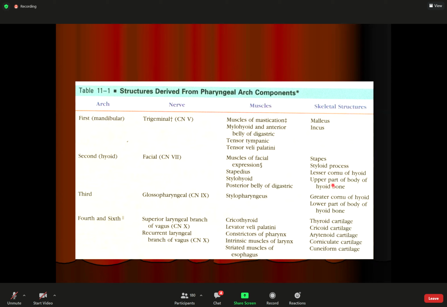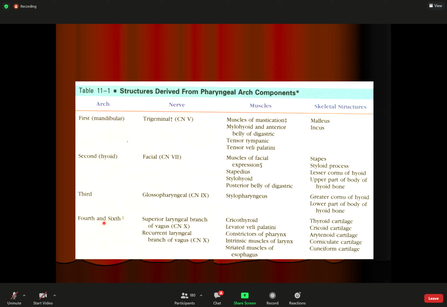Styloid process, upper part of the body of the hyoid bone. So this is the bone. Here we are talking about the skeletal structure. The hyoid has 2 parts, upper part and lower part. The upper part of the bone is coming from the second arch. The lower part is coming from the third arch. You can see the lower part of the body of the hyoid bone is from the third arch, and the glossopharyngeal. Remember, stylopharyngeus is the only muscle in the pharynx supplied by the glossopharyngeal. The rest are all supplied by the vagus. Stylopharyngeus is an important muscle for the third arch.